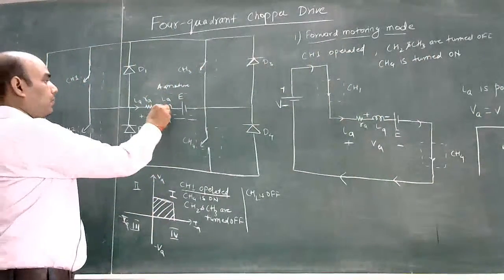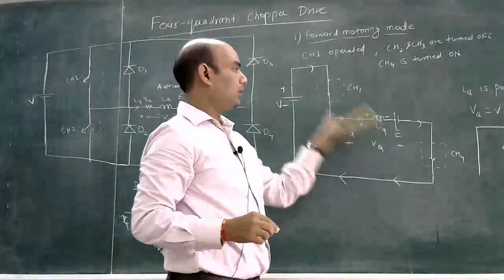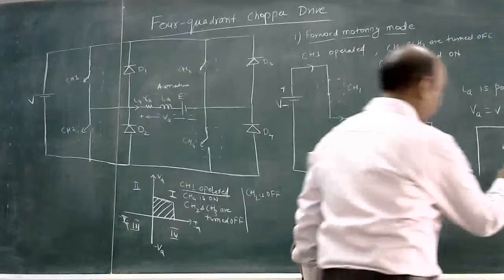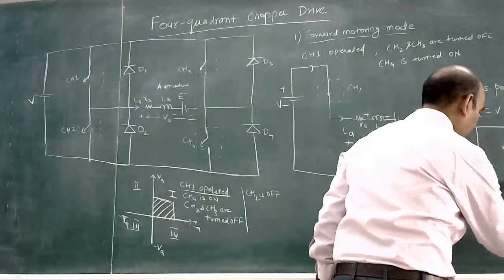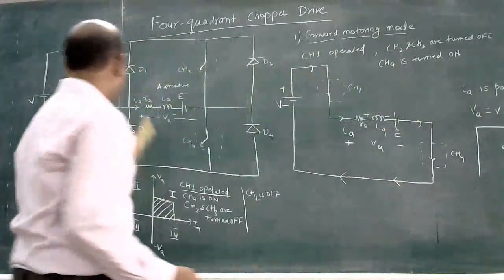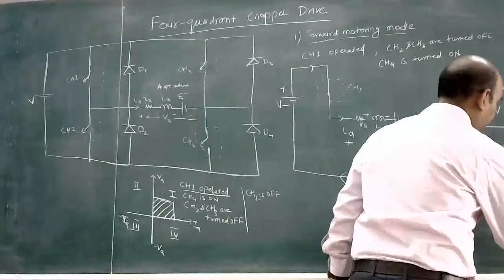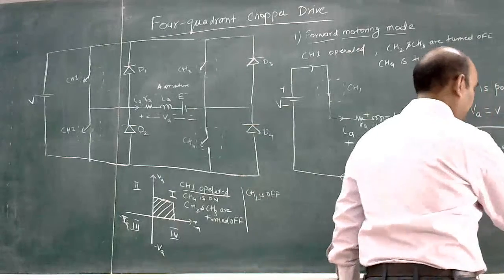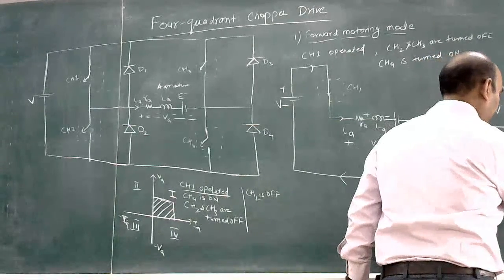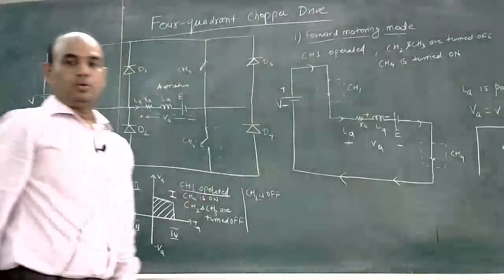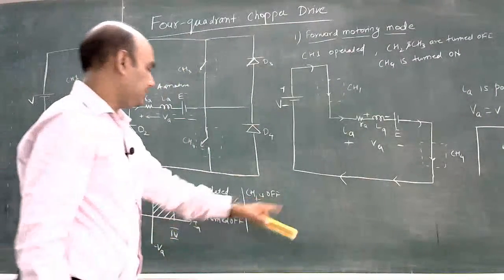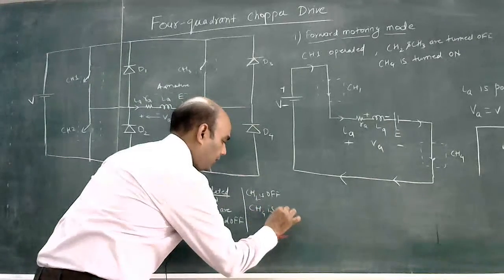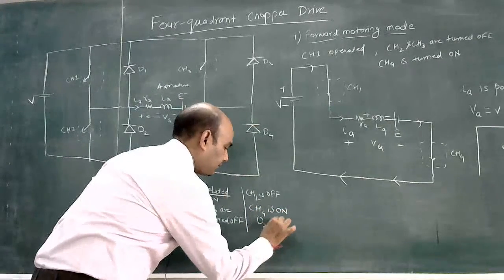Now, the energy stored in this LA during this process will be discharged through diode D2. So this will mean D2 will start conducting and current IA will flow like this. So when CH1 is turned off, then CH4 is on and D2 conducts.